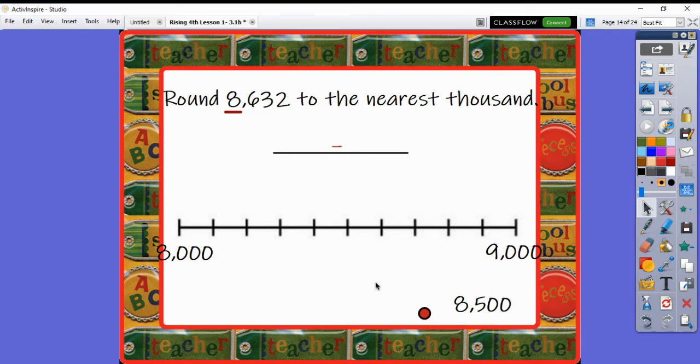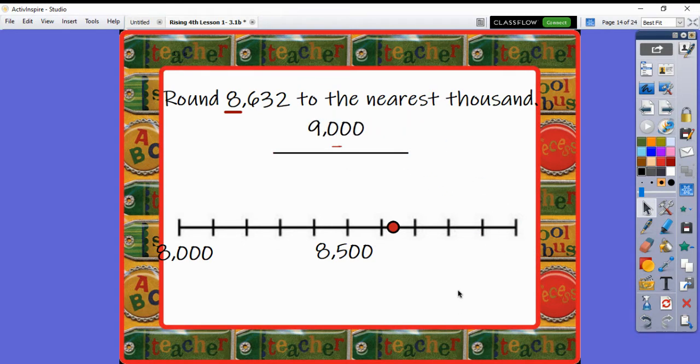Half of 1,000 is 500. So halfway between these two numbers would be 8,500. And I know that 8,632 is greater than 8,500. So 8,600 would be here, 8,700 would be here. So I know it's going to fall about right there. Don't have to be super exact. You just really need to know, is it going to be greater or less than your halfway point? And I can see it's closer to 9,000.